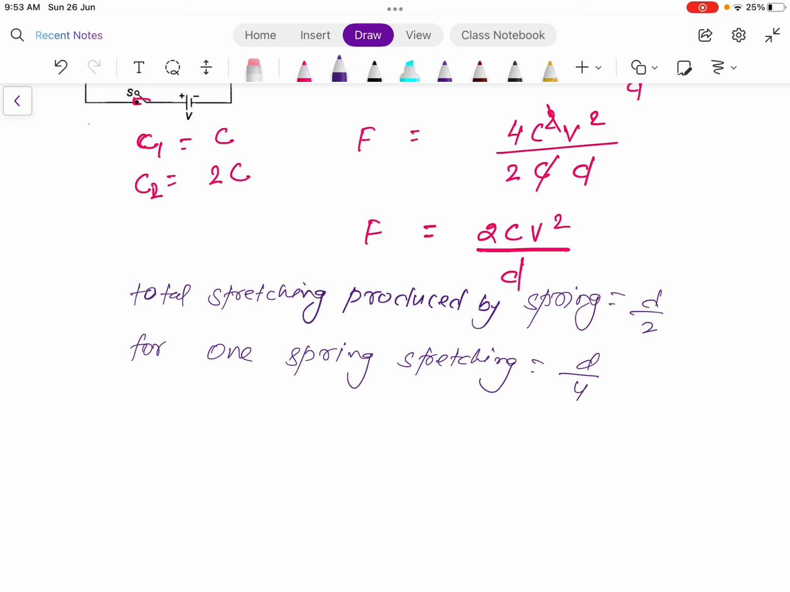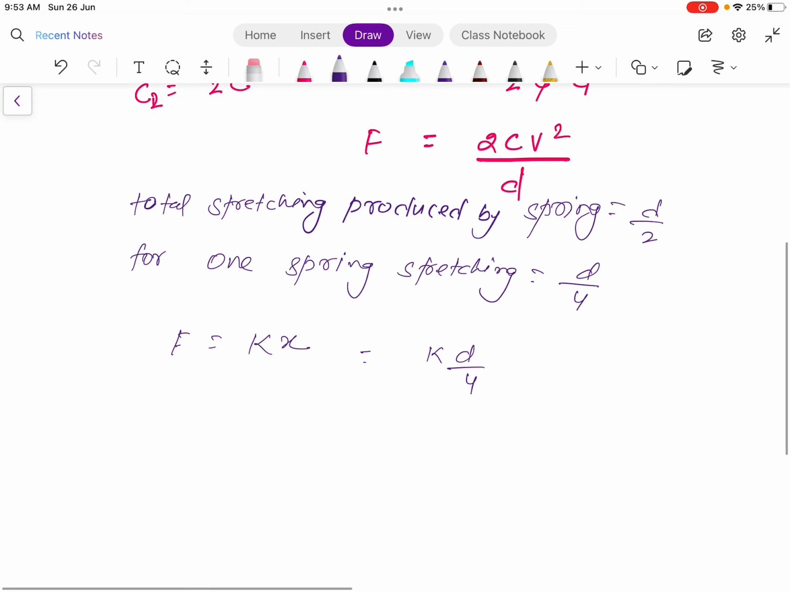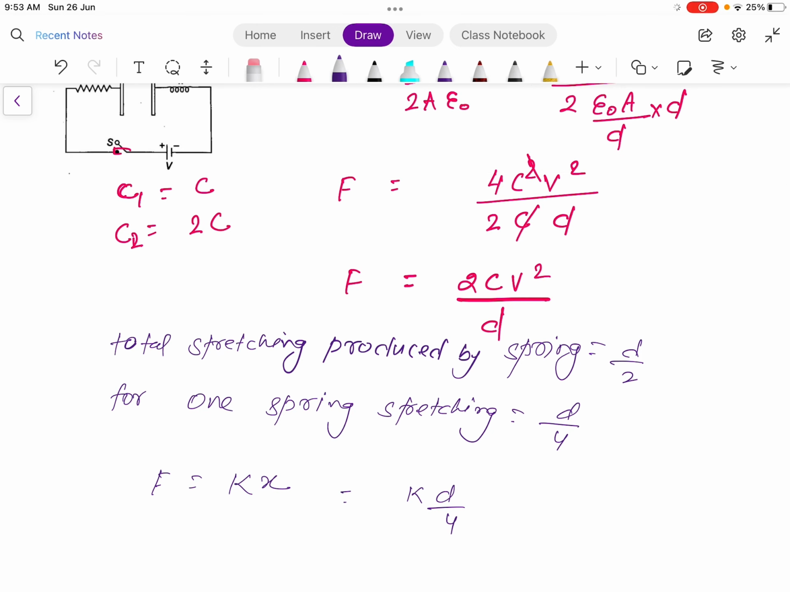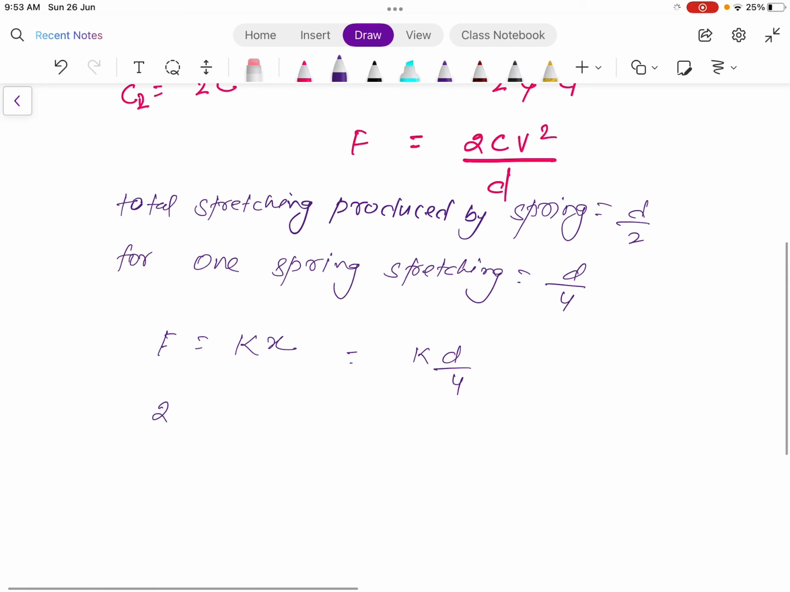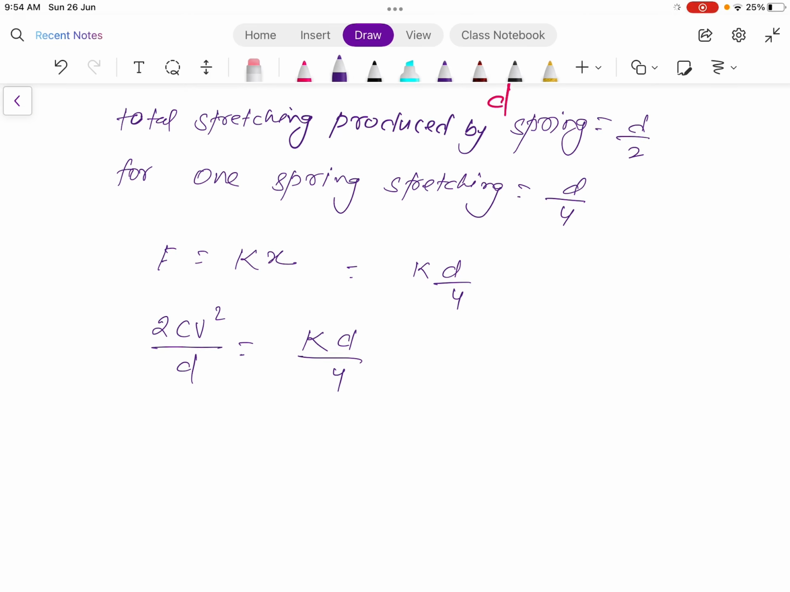So we know that the spring force F is equal to K into X, and X is D by 4. Okay. So now put the value of force. This spring force is equal to the force between the plates of the capacitor, which is 2CV square by D, equal to K D by 4. Now K is equal to 8CV square by D square.